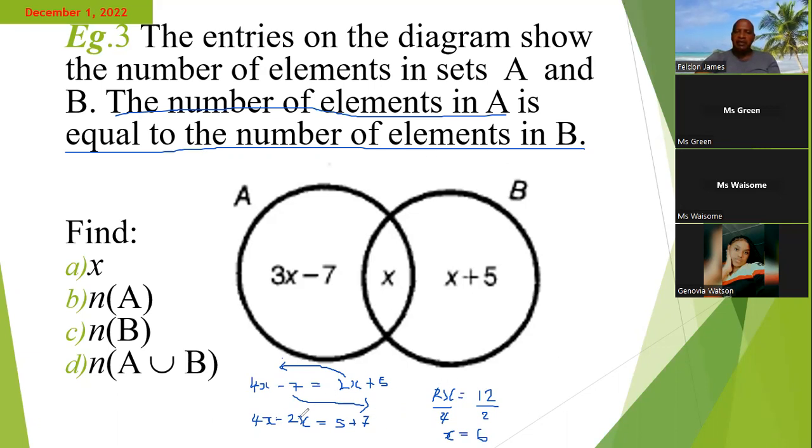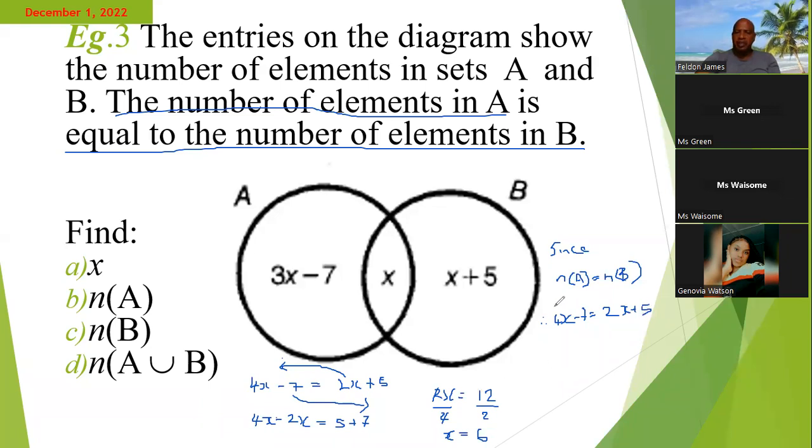So how we would generally start off this question is, based on what this is saying, you would make the statement: since the number of elements in A is equal to the number of elements in B, therefore 4x minus 7 is equal to 2x plus 5. So that's how we would start the question.